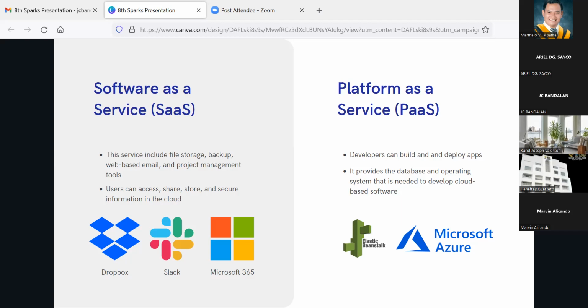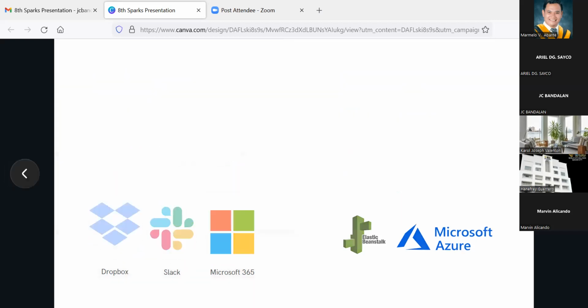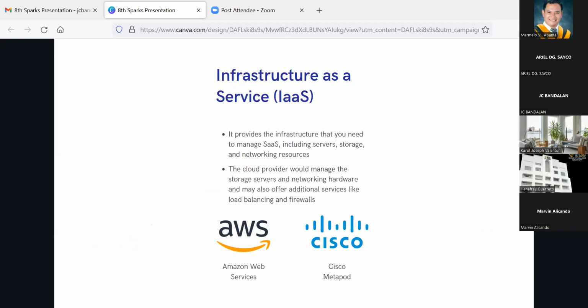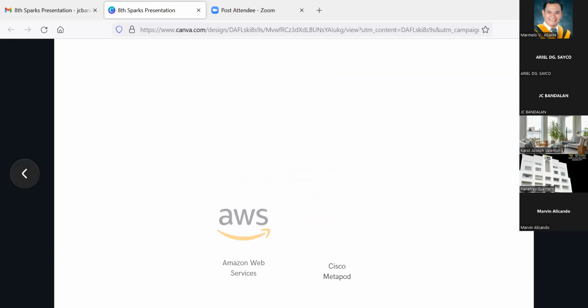Now, there's also the platform as a service or PaaS. Developers can build and deploy apps. It provides a database and operating system that is needed to develop cloud-based software. There's also the so-called infrastructure as a service, or what to? IaaS. So it provides the infrastructure that you need to manage SaaS, including server storage and networking resources. So examples nito, of course, is Cisco and yung AWS or Amazon Web Services.